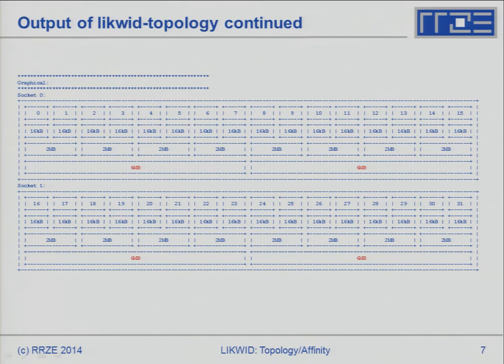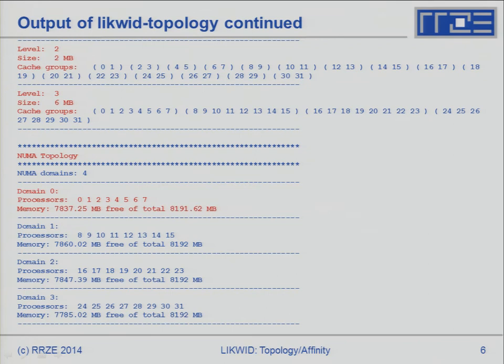If you add the -c switch for cache, you get more information in the cache sections. For example, you see how many sets you have, how many ways each cache has, things like that. Cache line lengths and so on.